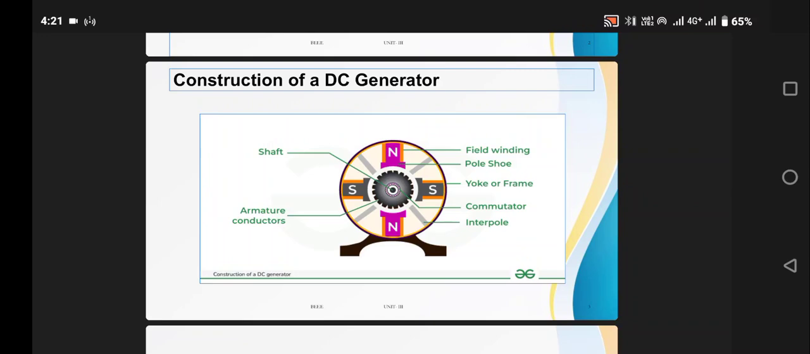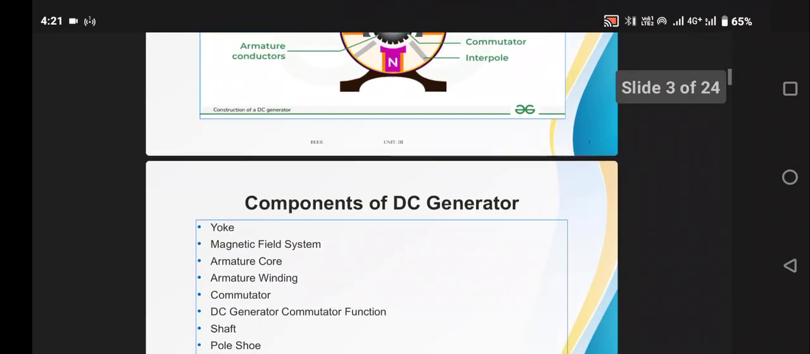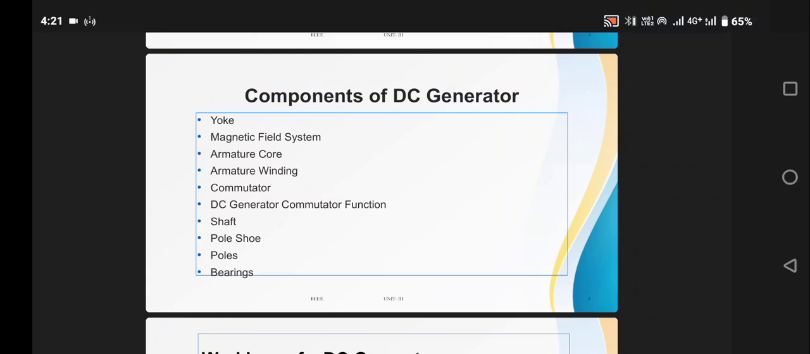The construction is the same for DC generators as well as DC motors. The various components present in the DC generator are the yoke, magnetic field system, armature windings, commutator, shaft, pole shoes, poles, as well as bearings.